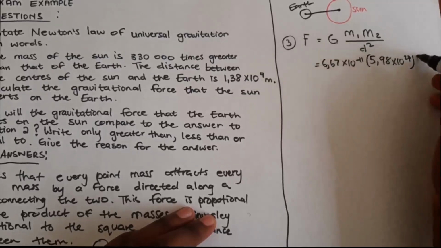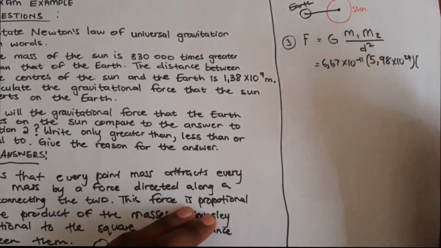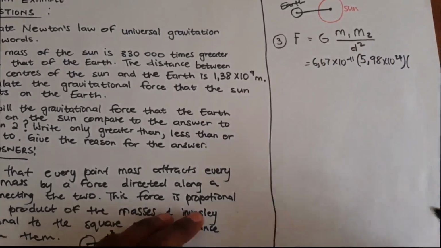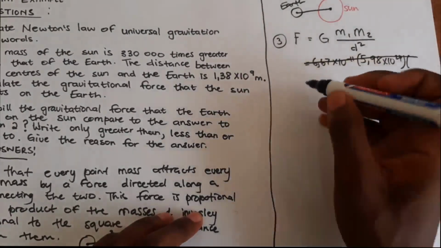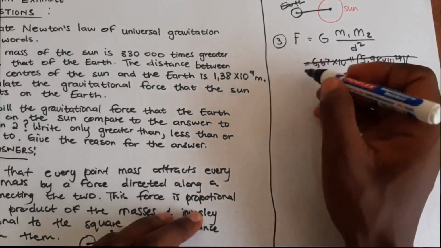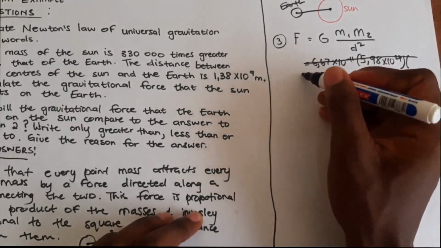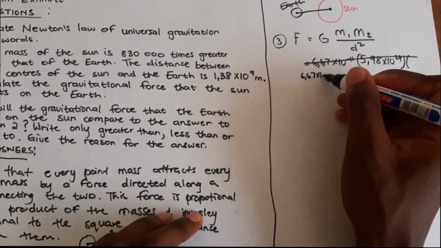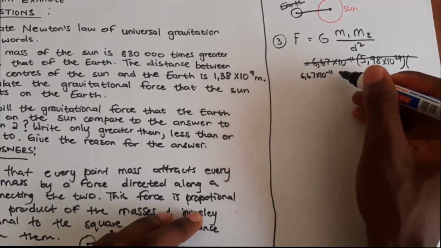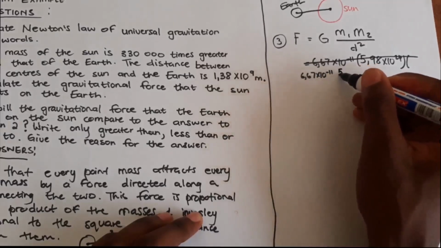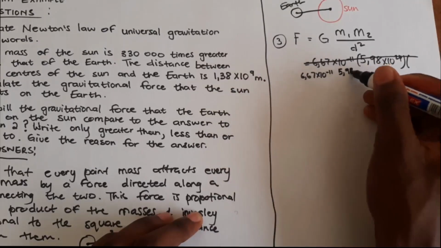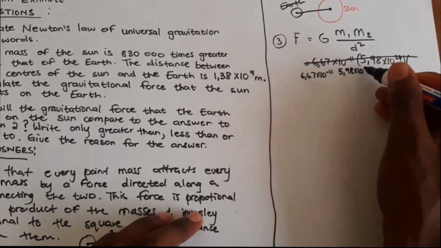Open brackets. What's the mass of the sun? I don't think I'll have a space here, guys. Let me just cancel that. So let's say 6.67 multiplied by 10 to the power of negative 11. What's the mass of the sun? It's 5.98 multiplied by 10 to the power of 24.